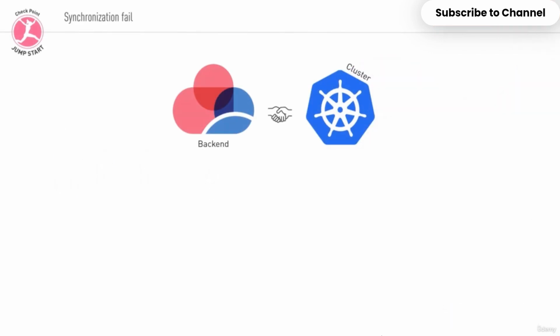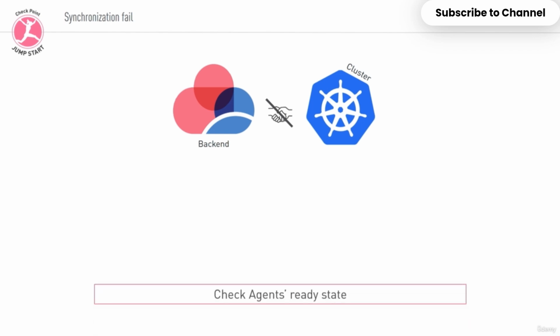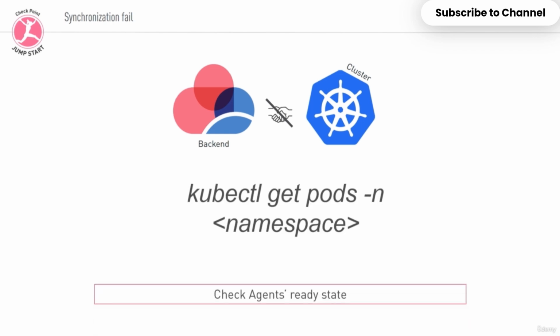In case synchronization fails during the deployment, check that the agents are in a ready state by inputting the following commands to your Kubernetes cluster, where namespace is your Kubernetes namespace.